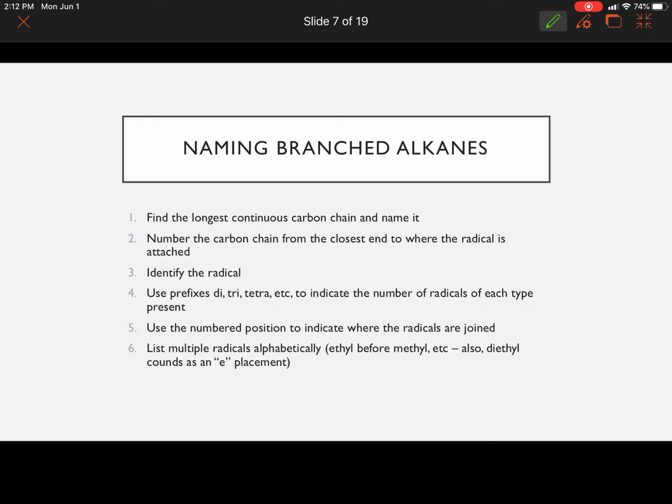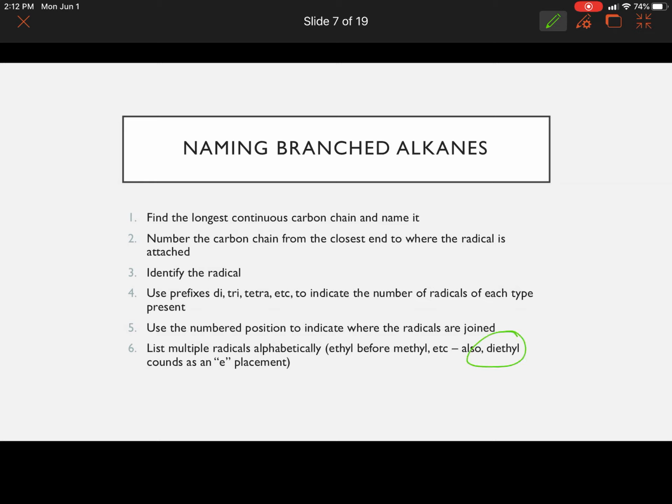So, naming branched alkanes. You're going to find the longest continuous chain and name it. Then you're going to number the carbon chain from the closest end to where the radical is attached. Then you're going to identify what radical it is, use prefixes, di, tri, tetra, etc. to indicate the number of radicals of each type present. You're going to use the numbered position to indicate where the radicals are joined, and you're going to list multiple radicals alphabetically. So ethyl comes before methyl, for example.